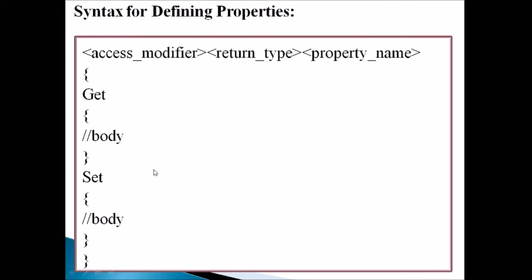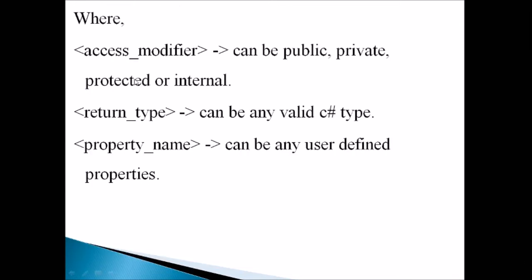So this is the syntax to define the properties, where, as I told you, the access modifier is any valid access specifier such as public, private, protected or internal. The return type is any valid C# data type. The property name is user defined. The name can be given by the user. This is the explanation about the syntax.